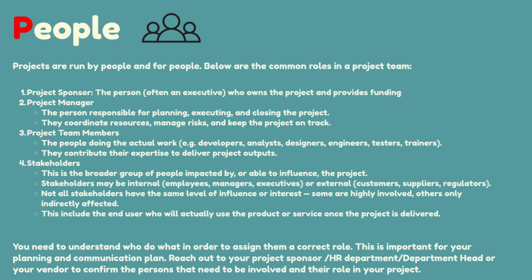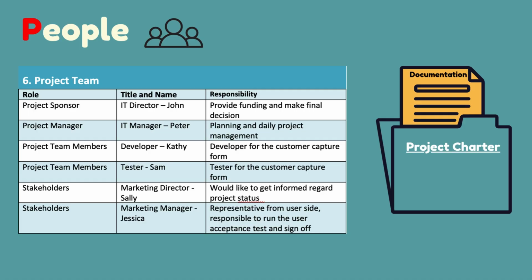Reach out to your project sponsor or HR department or department head or your vendor to confirm the persons that need to be involved and their role in your project. In Peter's scenario, below are the role mapping for this organization. John, the IT director, is the project sponsor. Peter himself is the project manager. Kathy, the developer, and Sam, the tester, are his project team members. Sally, the marketing director, and Jessica, the marketing manager, are both stakeholders. All these need to be documented in Project Charter too.